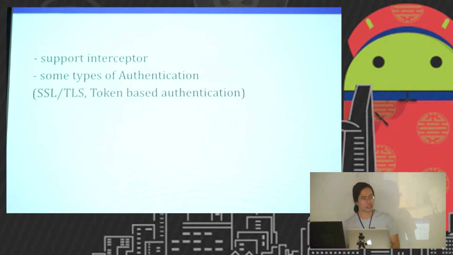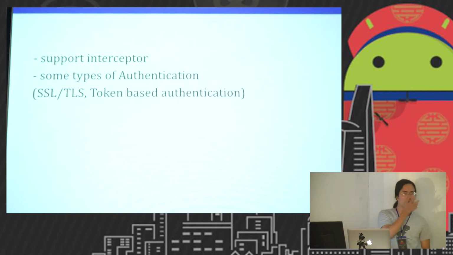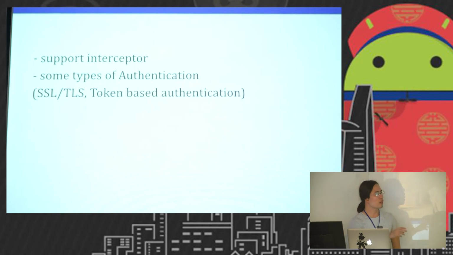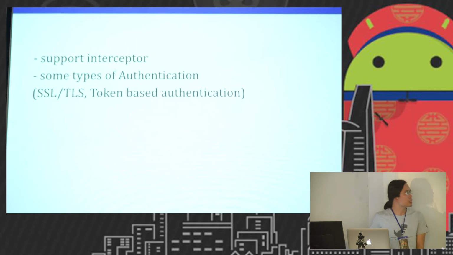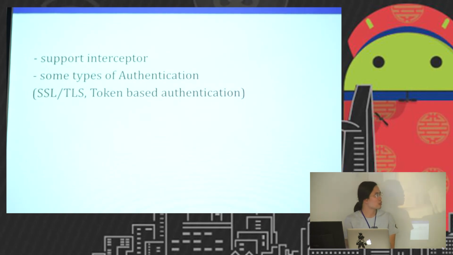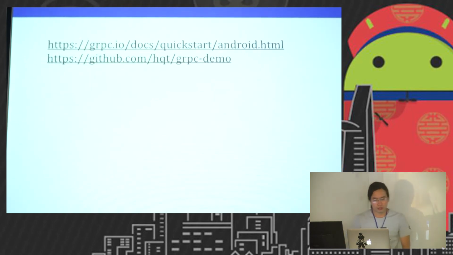So there are many other things in gRPC. For example, gRPC supports interceptors. That means you can write an interceptor for hooking before and after the request, before and after the response, and modify something. And it supports some types of authentication, SSL, TLS, token-based. So you can get more about this or read directly in the documentation on the gRPC website. And I also pushed the slides and code to this GitHub repository. You can go here and take a look.